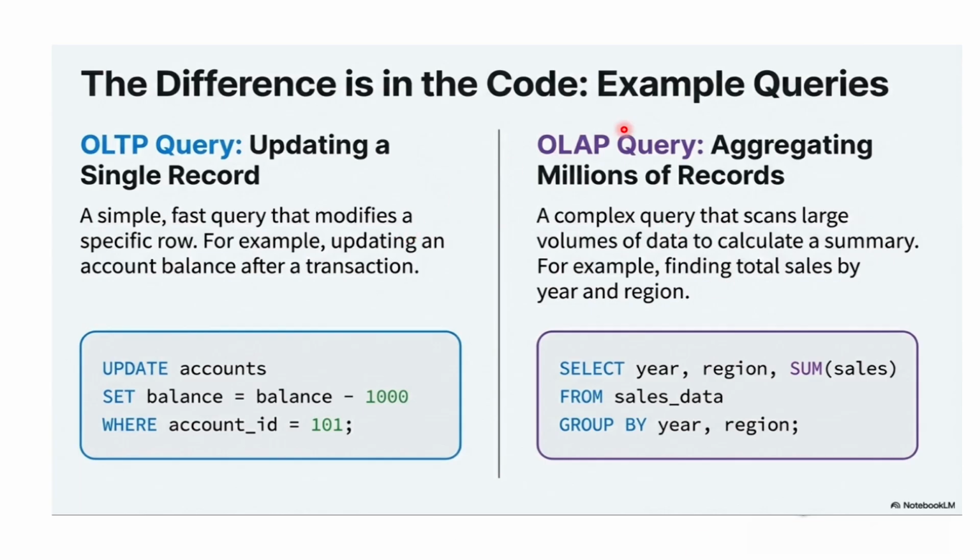So the difference in code, example queries. In OLTP, a query is like updating the balance. For example, you withdrew 1,000 rupees and then it will update the balance. And an OLAP query example is aggregating the sum of sales by year, by region. So this is an example of an OLAP query. This is more of an analytical query.